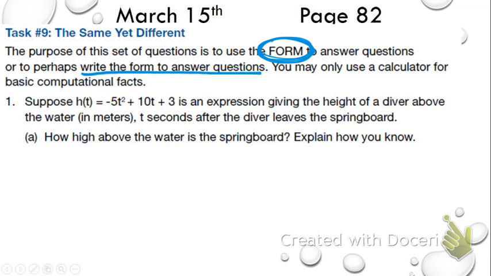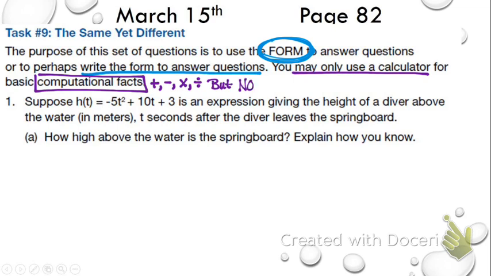The only thing that you may use a calculator for is basic computational facts, things like adding, subtracting, multiplying, and dividing. But not for graphing. So they said calculators, I'm going to add, or apps. The idea is that we're making use of what they gave us. We're not going to use some other piece of software or technology to try to answer these questions. We're going to make sense of what they've given us to answer the questions in front of us.